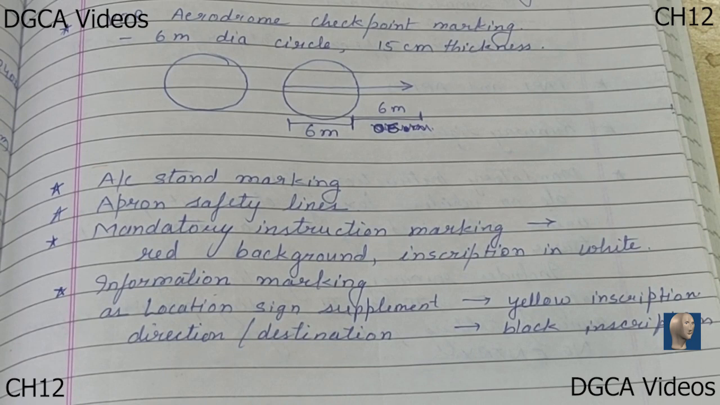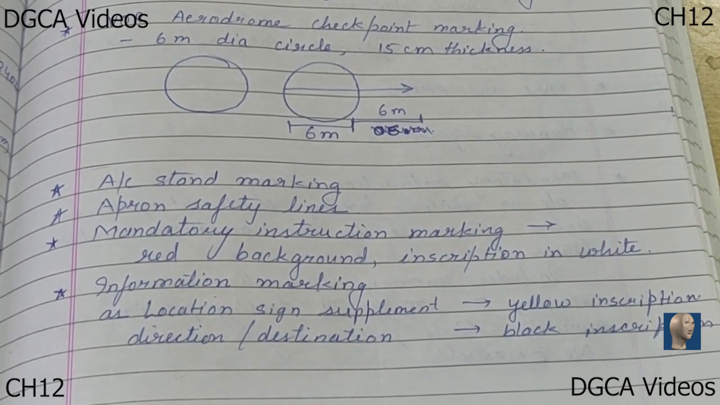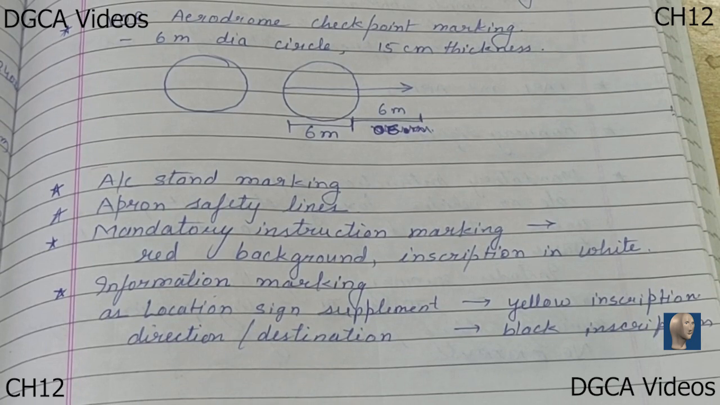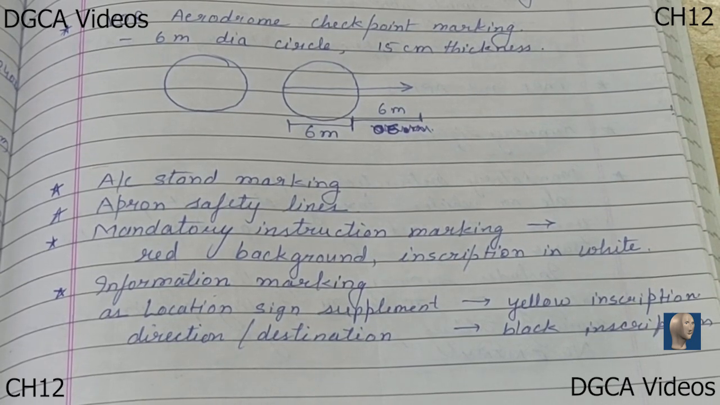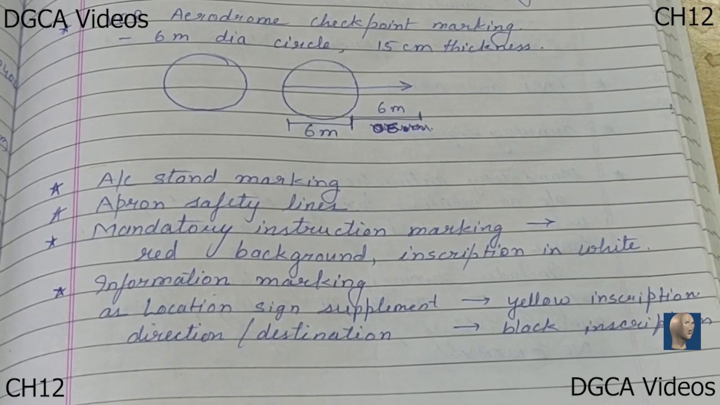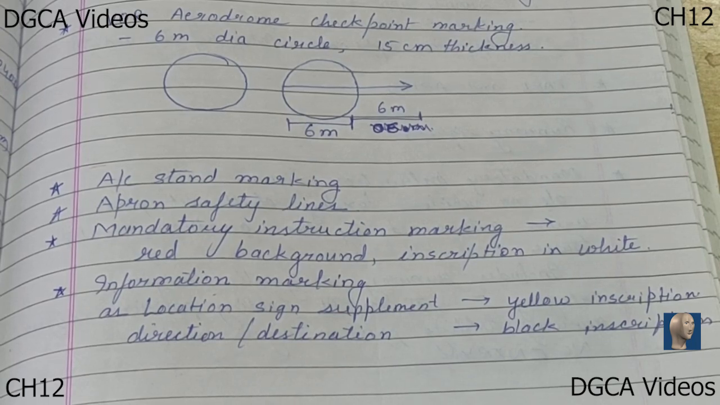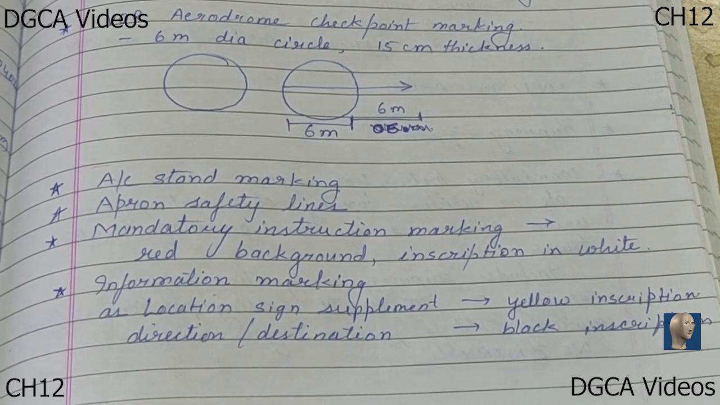Okay, so I will also attach a picture of it. It consists of inscriptions in white, as I already told, except for no entry. No entry does not come into it. Okay, we'll be discussing where the no entry is included. This was about the mandatory instruction marking.